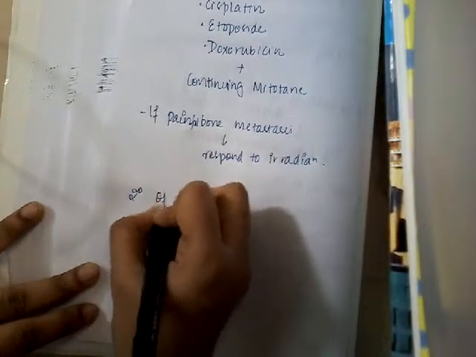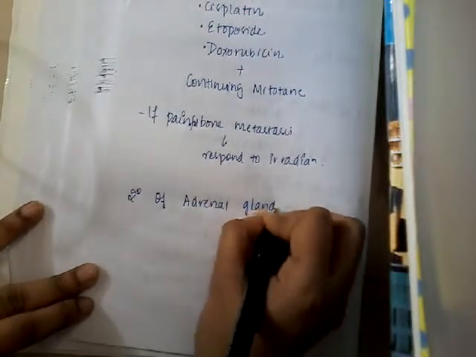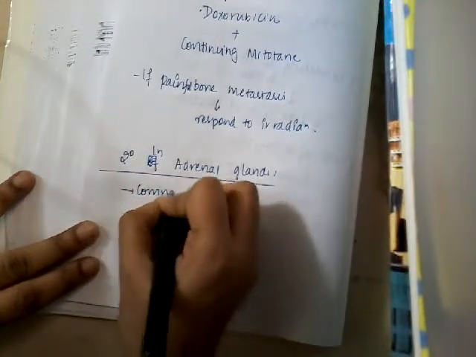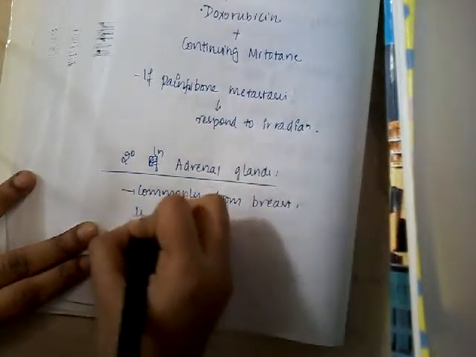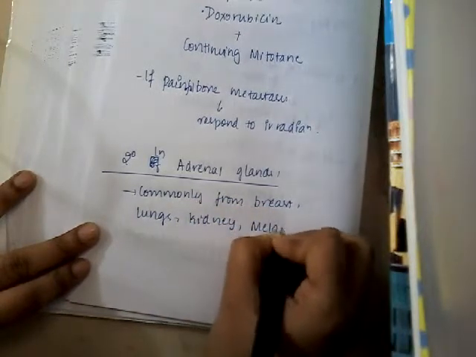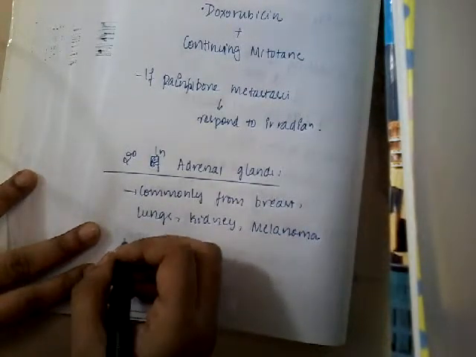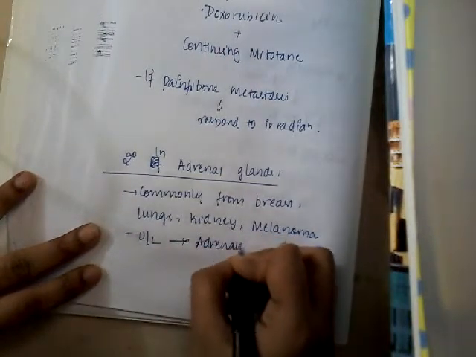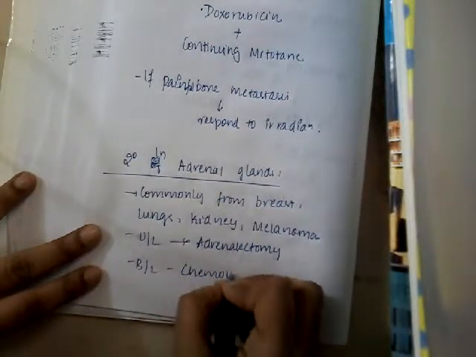Now, what are the secondaries of the adrenal gland? Let us learn a few points about secondaries in the adrenal gland. Secondaries in the adrenal gland are common, and are commonly from breast, lungs and kidney, and also melanoma. They can be unilateral. If unilateral, you will do adrenalectomy. If they are bilateral, you will have to treat them with chemotherapy.